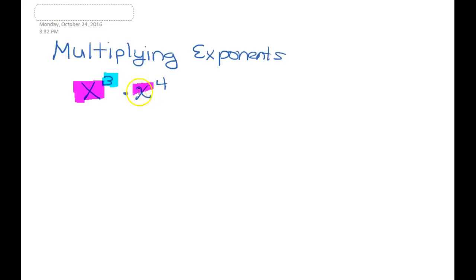Now again, remember this is my base. My base has not changed, and when your base doesn't change, you get to kind of keep it. So our base is x, and all we have to do is add our exponents. So this would be 3 plus 4, which equals x to the 7th. Okay? But what happens if we have more than one base?